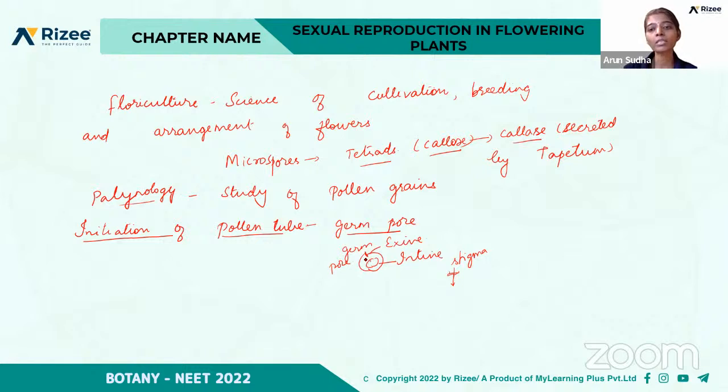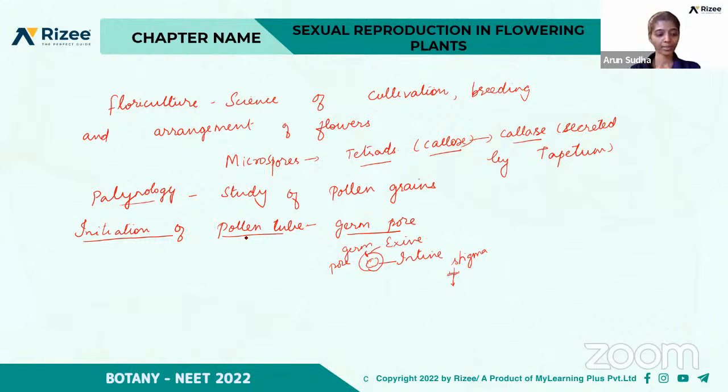So through this germ pore, the intine comes out. It helps in the formation of the pollen tube. That is the main function of germ pore. So C is the right answer. You're clear with that, right?